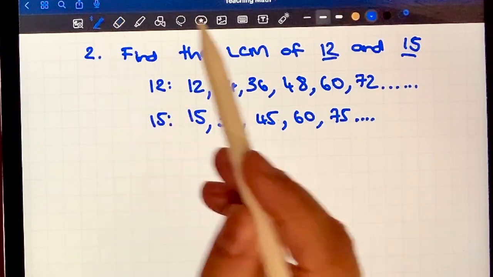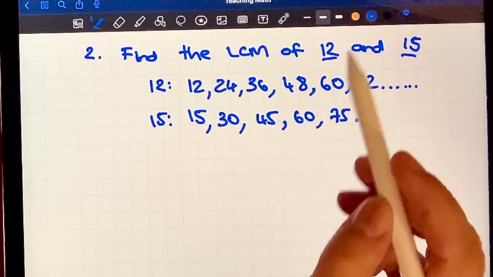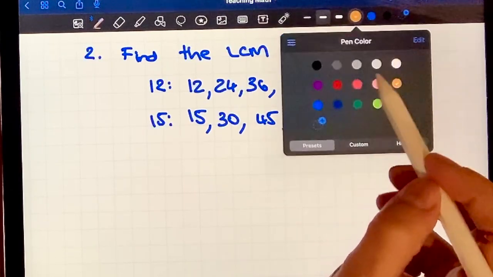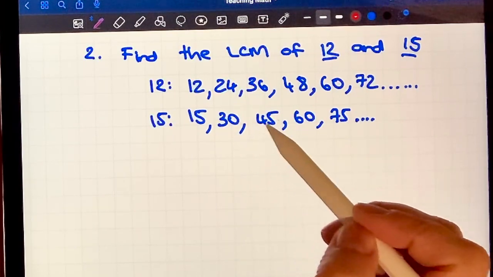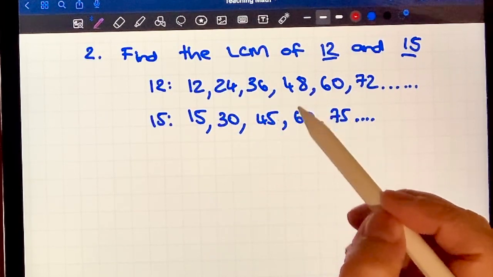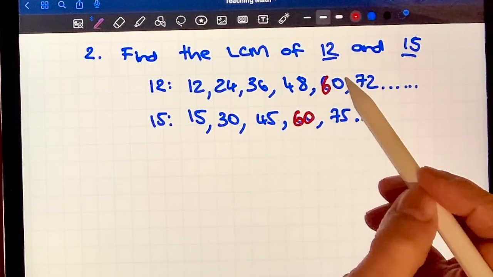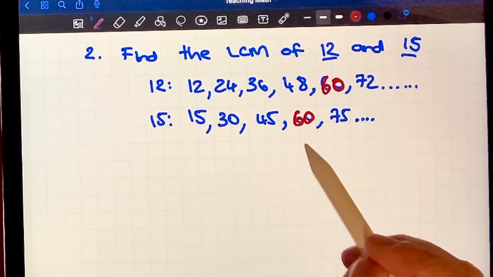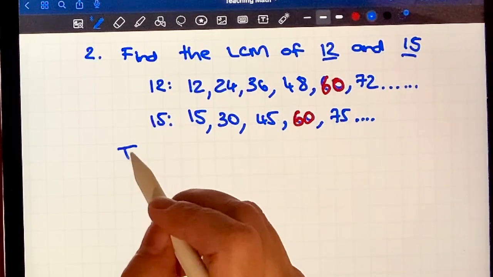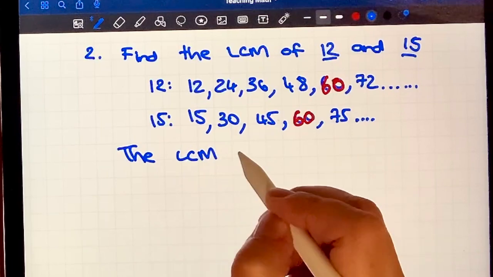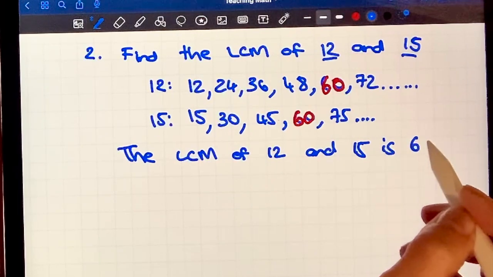So what do we have? We need to find a multiple that is common to both of these, and I'm going to go through them. 12 is not, 15 is not, 24 and 30 are not, 36, 45, 48, 60. That is the first multiple that I can see that is common to both of them. So the answer is the lowest common multiple of 12 and 15 is 60.